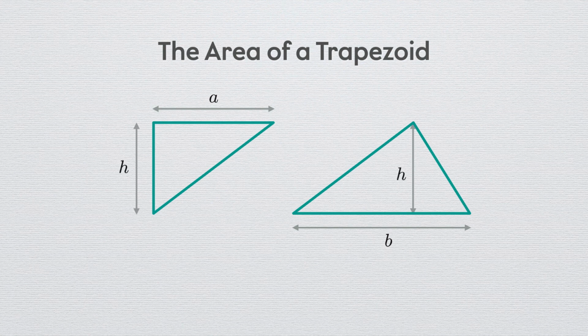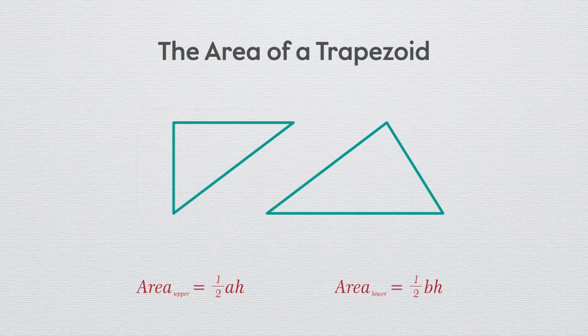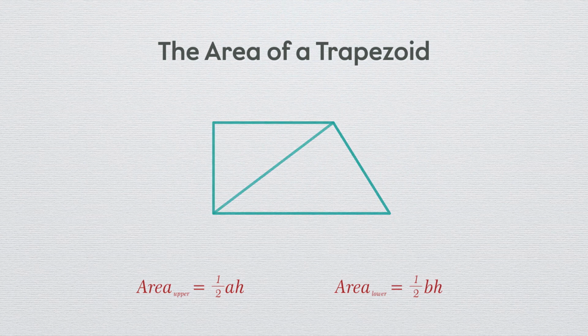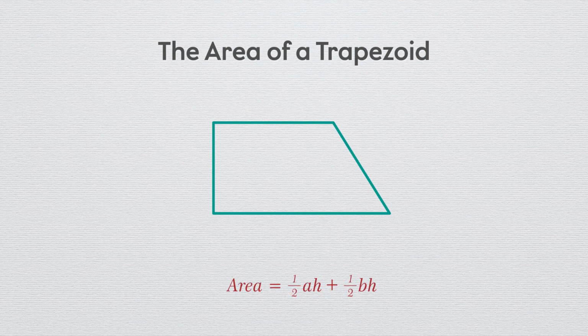Let's call it H. Since the area of a triangle is simply half of the product of the base and its height, we could count their corresponding areas. So the upper area equals half of A times H and the lower area equals half of B times H. So if we merge these triangles back together, the area of the trapezoid is going to be the sum of these two triangles, which is half of A times H plus half of B times H. Sometimes it's easier to simplify this as H over 2 times (A plus B).